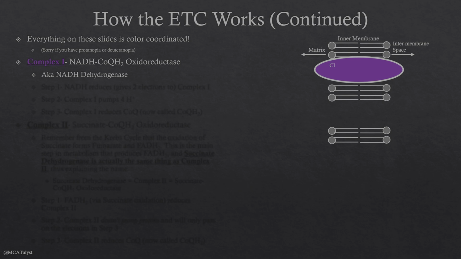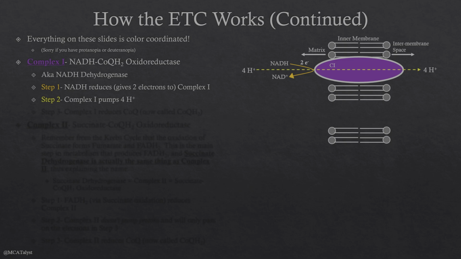So to talk about every single step. Step 1 in orange, NADH is going to be giving its 2 electrons to complex 1. NADH will be oxidized into NAD+. In step 2, the yellow arrow, now that the complex is reduced, complex 1 is going to be able to pump 4 protons. Every single time complex 1 receives electrons from NADH, it's going to be able to pump 4 protons at a time. This will be important later. Then finally, in step 3, the green arrow, in order to reset itself to receive more electrons from NADH, it's going to pass on the electrons to coenzyme Q.